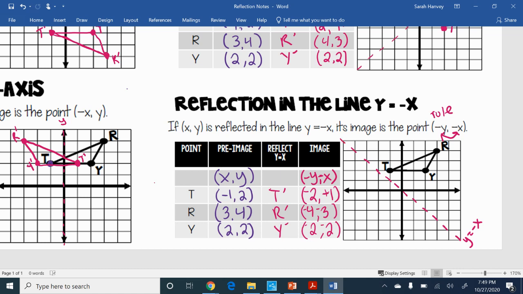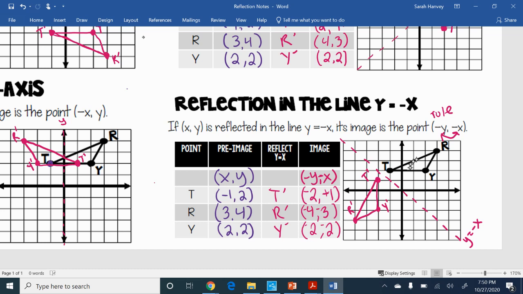All right, so let's go ahead and plot those. We're going to go left 2, up 1. That is your T prime. We're going to go left 4, down 3. 1, 2, 3, 4. 1, 2, 3. And we're going to go left 2, down 2. That is your Y prime. And we're going to do our best at connecting these dots.